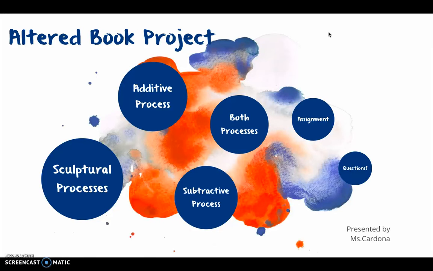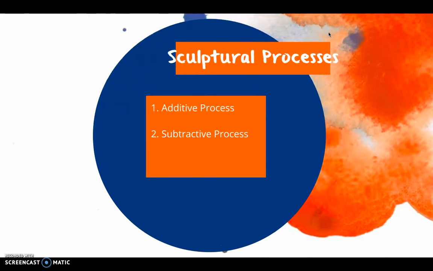Today, we are going to learn about different sculptural processes. This is so you can understand how to go about creating your altered book sculptures. There are two main sculptural processes, and you will need to write these down in your notes. There's the additive process and the subtractive process.